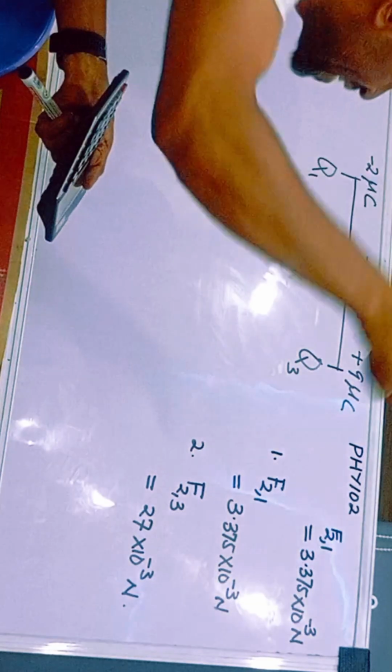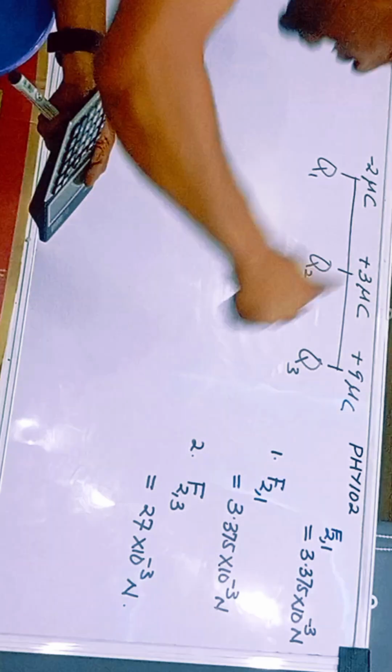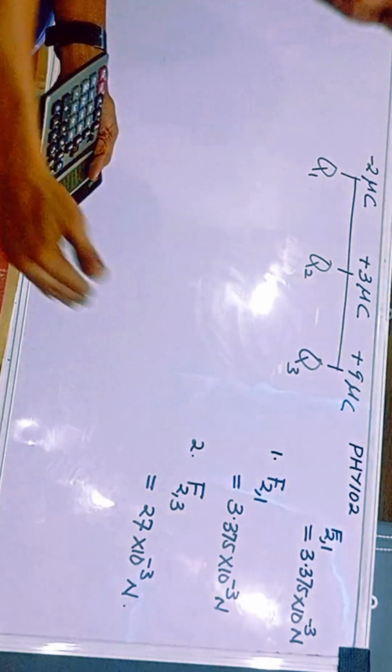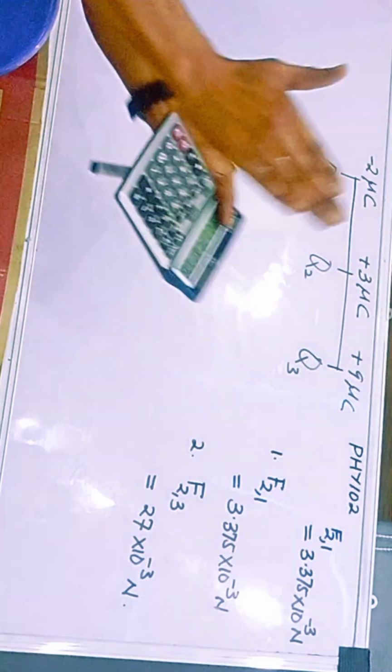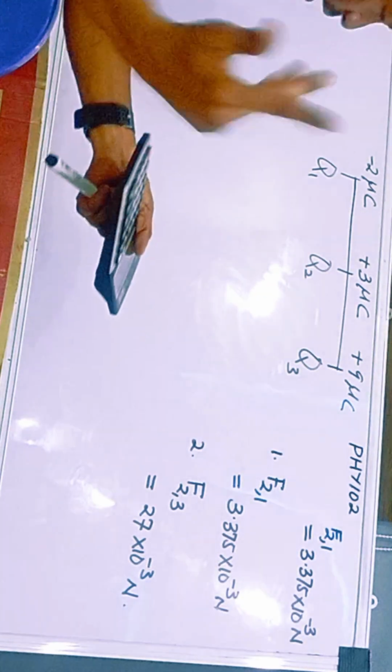So, I need the direction of F2,1, force on 2 due to 1. I need the direction of force on 2 due to 3. It's when I know their directions that I will know whether to add them or subtract them to get the resultant. I hope it's making sense. Now follow me.